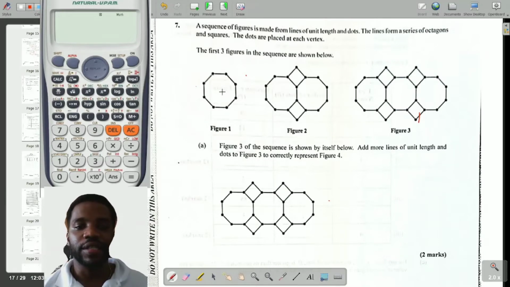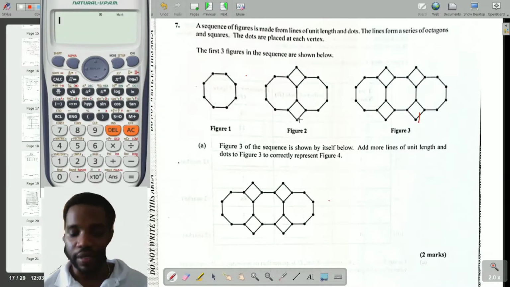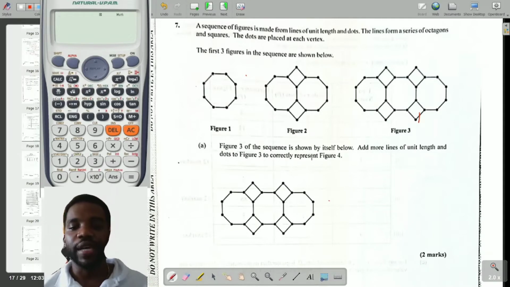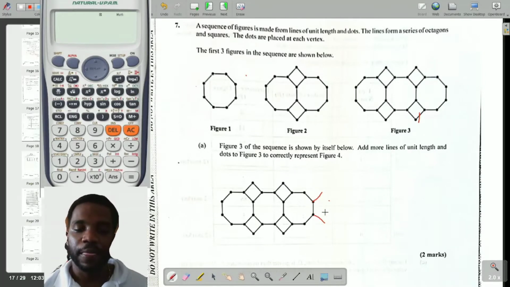Now this has 8 sides, that's why I call it an octagon, and as you can see the squares are placed in between the octagons. Figure 3 of the sequence is shown by itself below, and we're supposed to add more lines of unit length and dots so we can get figure 4. It's pretty straightforward. Figure 1 has 1 octagon, then 2 octagons, 3 octagons, so naturally you're going to have 4 octagons. Use your ruler and pencil to get this as neat as possible, alright?